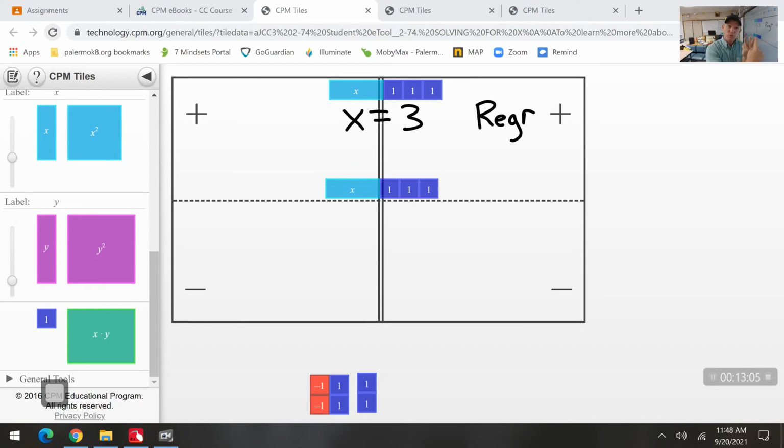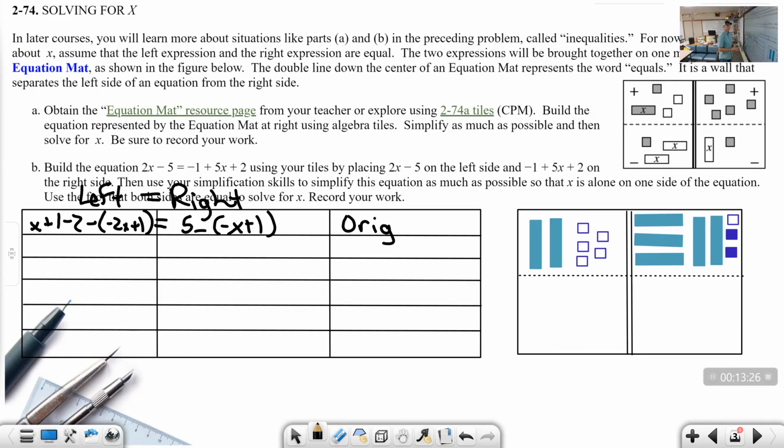Okay? These are the legal moves that we're adding. Last week's 3, 0 pair, flip, balance. This week, 0 pair balance, a side-side flip, and a regroup. These are all of the steps that we need for solving equations. Let's move on to letter B. Letter B is 2x minus 5 equals 5x plus 2 minus 1.